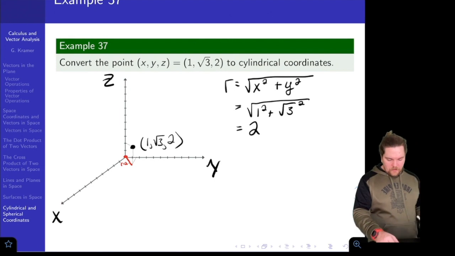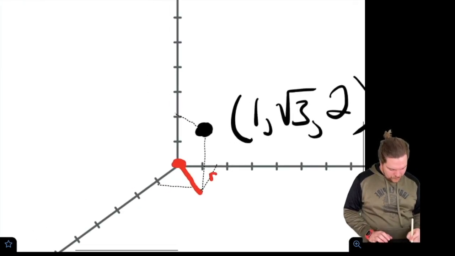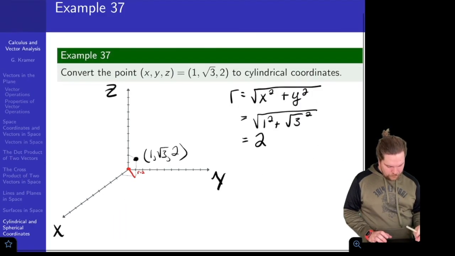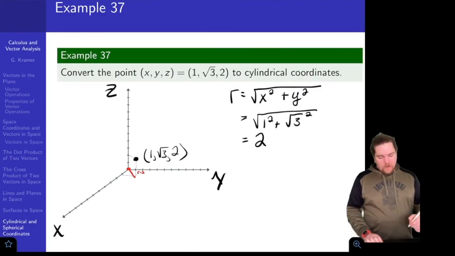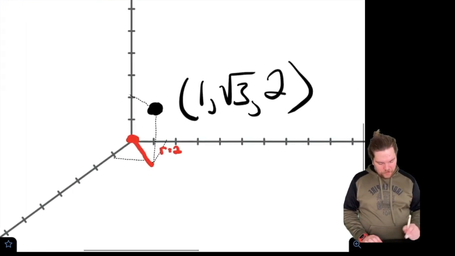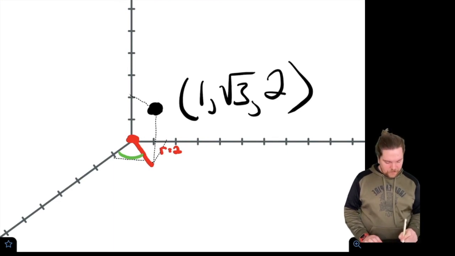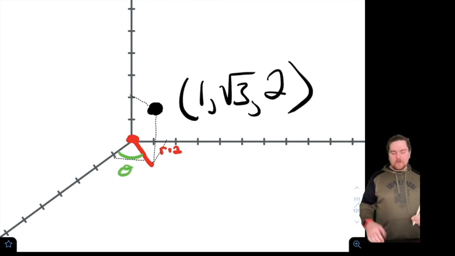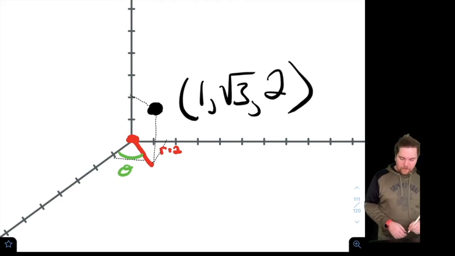All right. And just because I'm going to want to draw something else there in a second, I'm actually going to label this on the other side. So that is our r value. Right? The next thing we're looking for is the angle theta. So remember, the angle theta stems off of the positive x-axis and comes over to this line segment that exists in the xy plane.